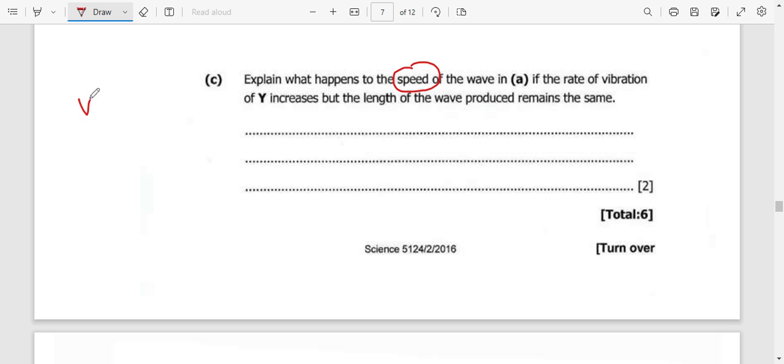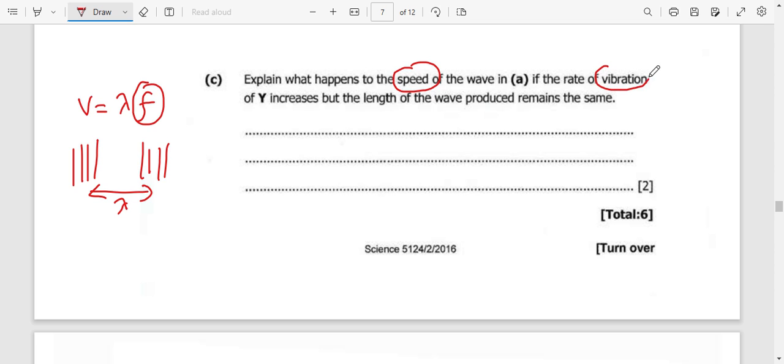So the speed is given by wavelength multiplied by frequency. That is how you find speed. Wavelength is the distance between two compressions or two rarefactions. This is what we call wavelength. Frequency is how many waves are produced per second. So if you increase the number of vibrations, it means you have increased the number of waves per second.